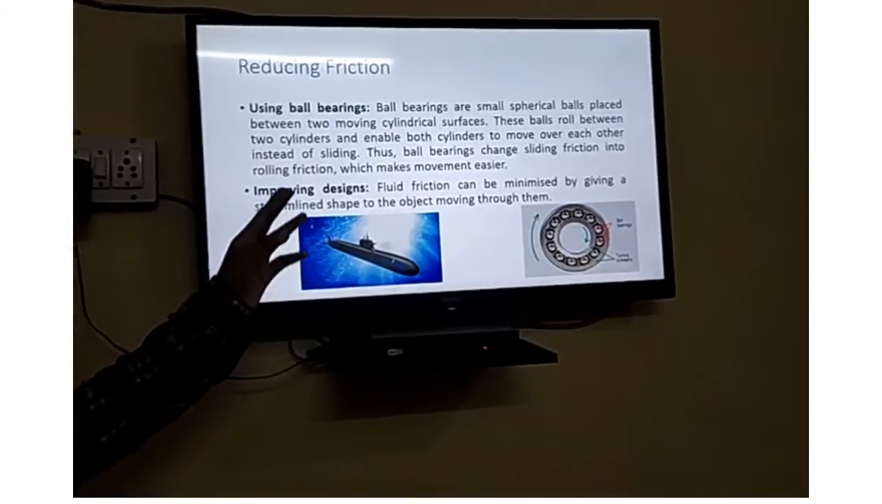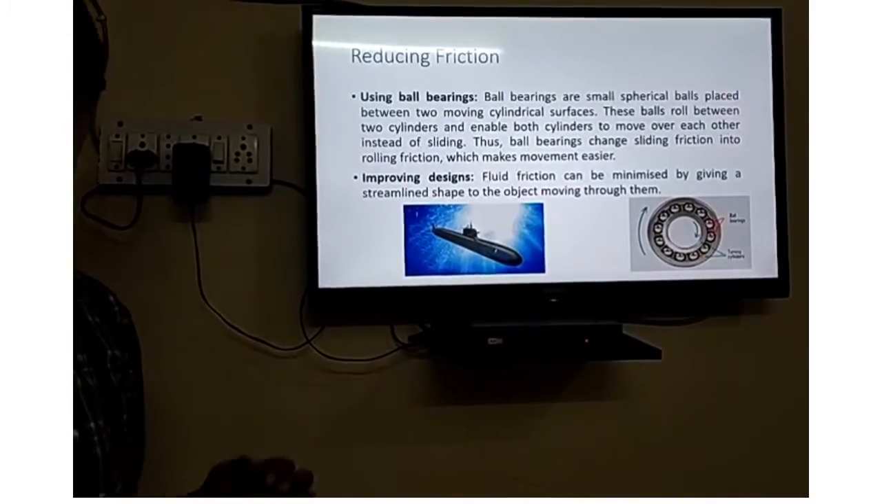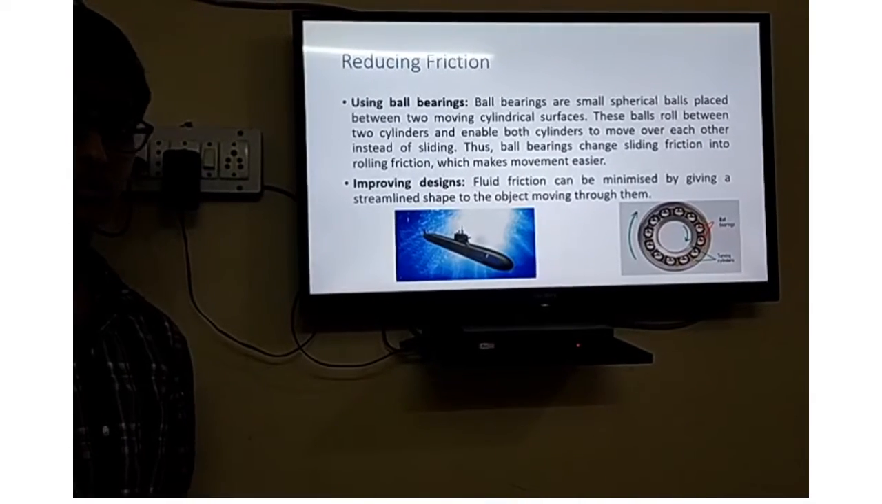It is basically for the fluid. Fluid friction can be minimized by giving a streamlined shape to the object moving through them.